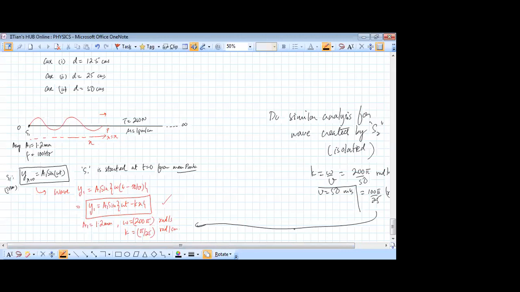So the value is correct now, no? Pi by 25 radians per centimeter. In meters it will become 4 pi. You can also say that's the same. In SI units, this would become 4 pi radians per meter. That's correct, what you're saying. In fact, you can just write it as 4 pi radians per meter. No problem in that.